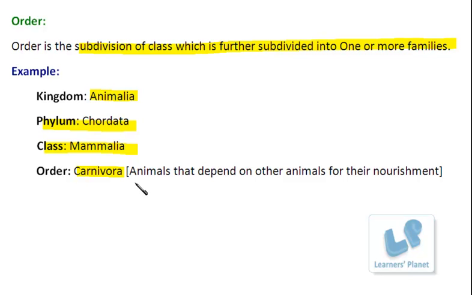There is another class which is dependent upon animals for their own nourishment, like the flesh of other organisms, isn't it? Or there are the organisms which obtain their nourishment from other animals as well as from the plants, so they will be omnivorous. This is one of the criteria to subclassify the Mammalia. So order, it will be Carnivora. Carnivora, the animals that are dependent upon other animals for their nourishment.